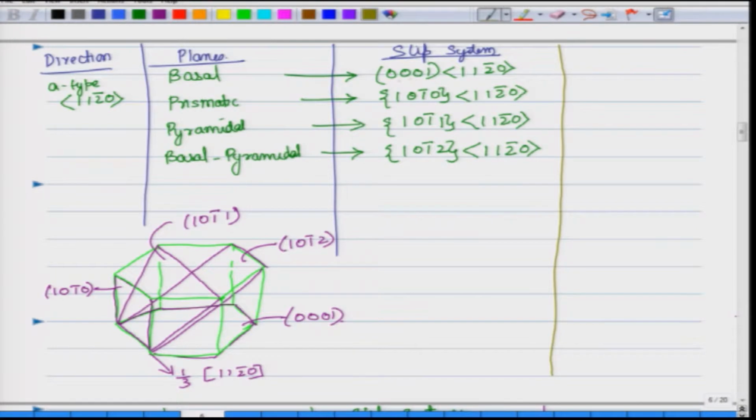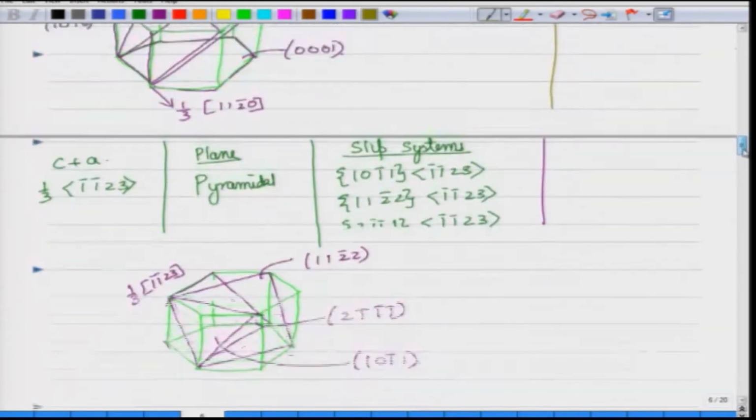So, here if you look at it, it is the 0 0 0 1 plane. So, it is only one plane, it is not a family of planes, and one direction. This direction has 3 possible directions, but if you look at independent systems, there are only 2 independent systems. So, for the basal plane we have only 2, similarly for prismatic we get only 2, and pyramidal and basal pyramidal together they give 4. This is for the A type of Burgers vector slip system.